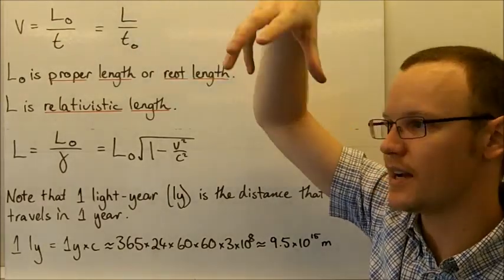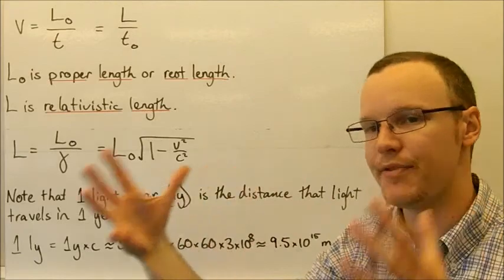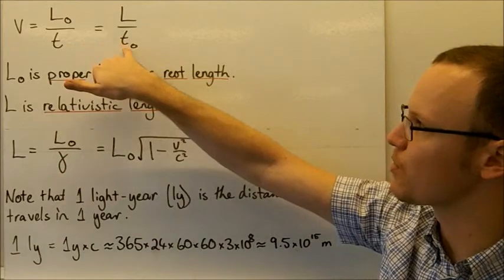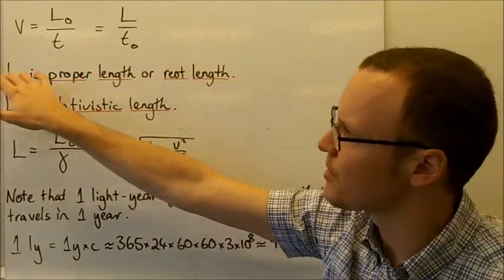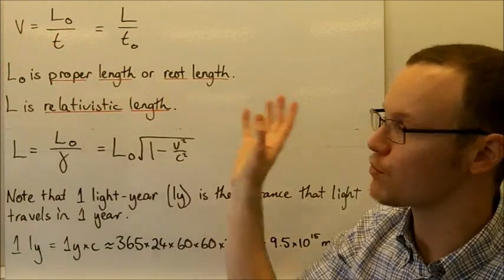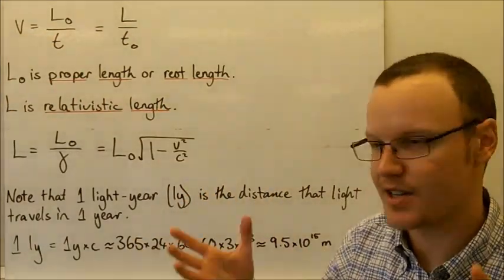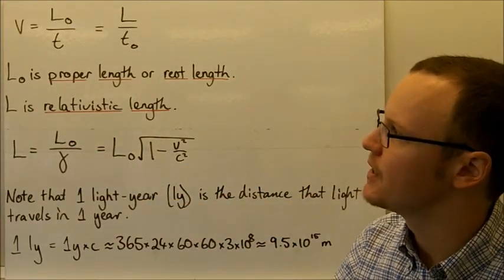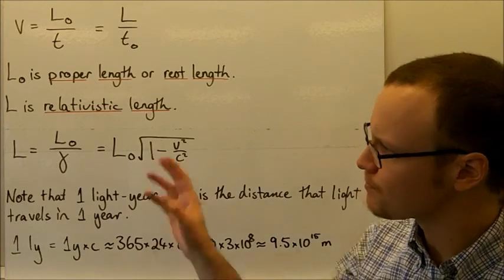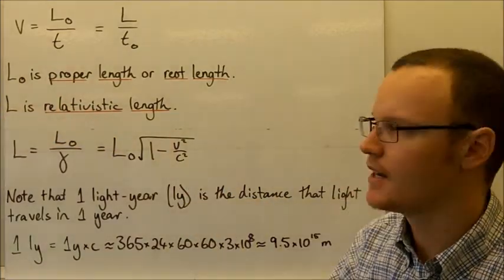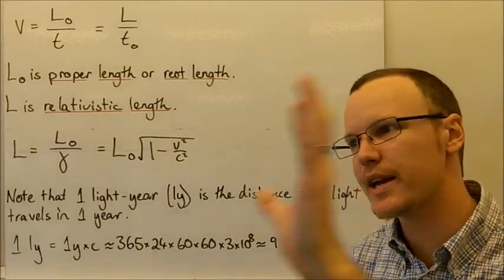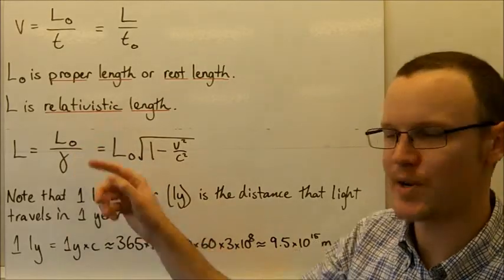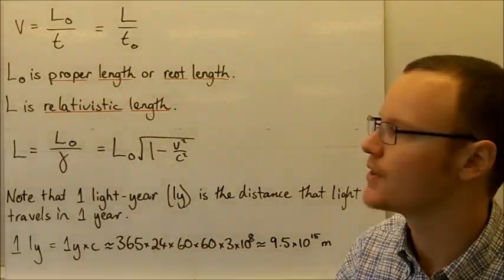The length aboard that craft is different, and aboard the craft we're going to be measuring proper time as well. So L0 is defined here as proper length or rest length, the length of an object when it's at rest, or the length of the distance between two places at rest in the rest reference frame. And L is relativistic length. So if we were looking at a craft travelling past at a very high velocity, we would be measuring its relativistic length, not its rest length.